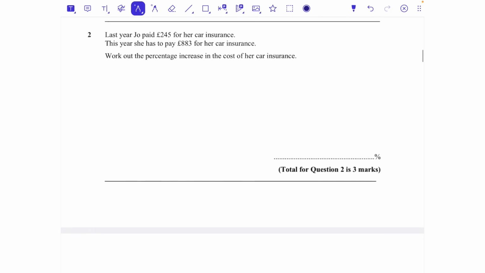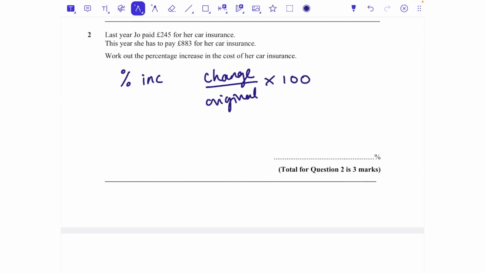Question number 2. Last year, Jo paid £245 for her car insurance. This year, she has to pay £883 for her car insurance. Work out the percentage increase of the cost of her car insurance. So percentage increase or percentage decrease or profit is change over original times by 100. So the change is just how much it's changed by. The original is what it was first. In this case, that's 245. And then we're just going to times it by 100 to get it as a percentage.